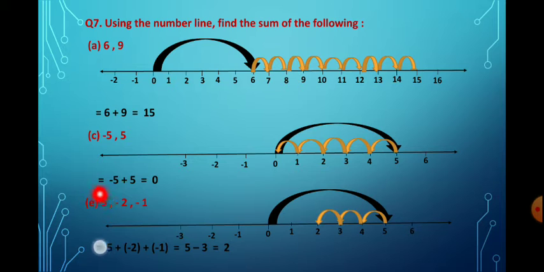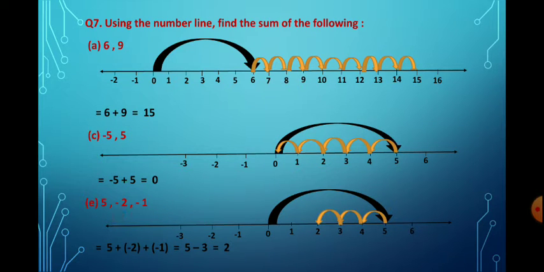Next, number E, we have 5, minus 2, minus 1 from 0. So in the number line, first we'll move from 0 to 5. Then we'll move minus 2, that is we'll move towards the left hand side. So 1 2, again minus 1, so we'll move 1 step towards the left hand side. So the answer is 2.